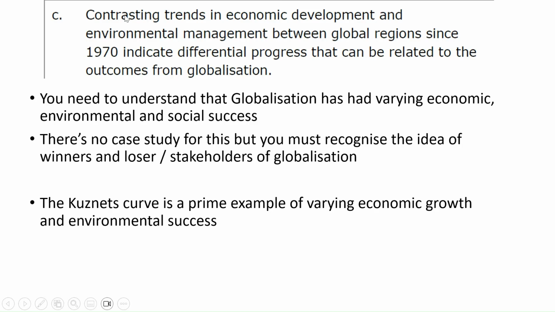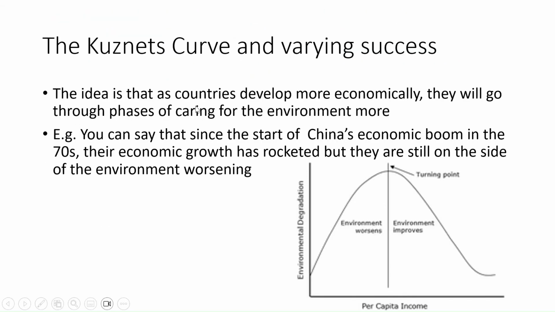And the idea of contrasting trends in development and environmental management can be seen through the Kuznets curve, which is a prime example of varying economic growth and environmental success. So, just to quickly run through it, the idea is that as countries develop more economically, they'll go through phases of caring for the environment more. Here we have the turning point, where the environment worsens and then improves. As countries rapidly develop, for example BRIC nations, their income will rapidly increase, but their environmental degradation will rapidly increase as well, causing the environment to worsen.